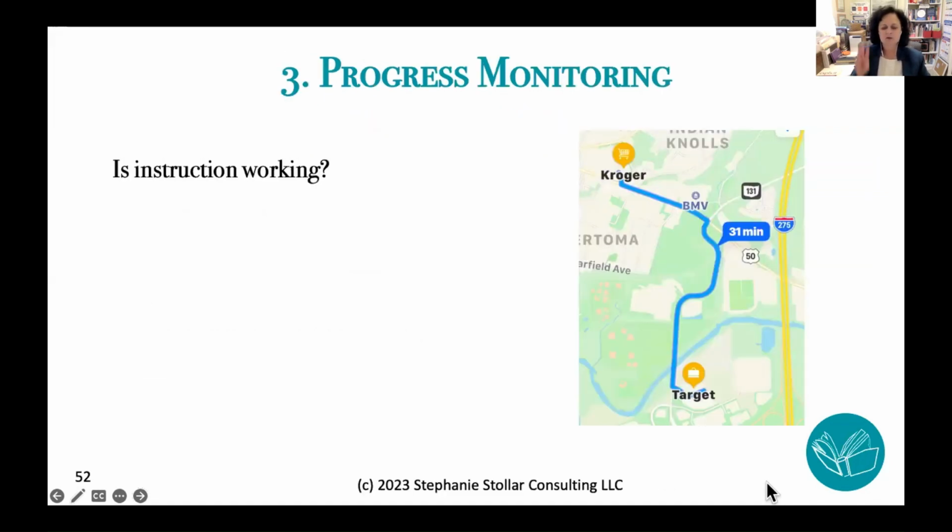So the third question, the third purpose of assessment that you'll need in an MTSS model is progress monitoring to answer the question, is it working? This is like the GPS on your phone or in your car. It's going to drop a pin, where is the student today? It's going to show you where you want to get to in the future, and it's going to chart a course to get from point A to point B.